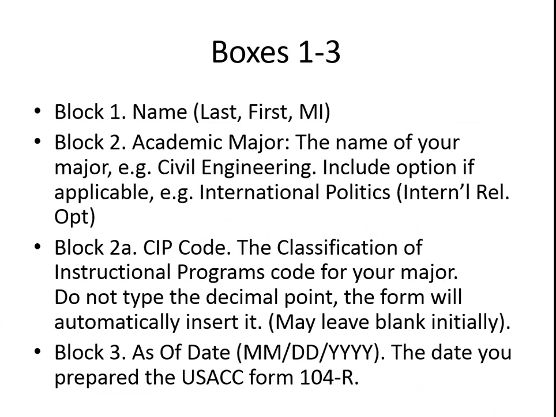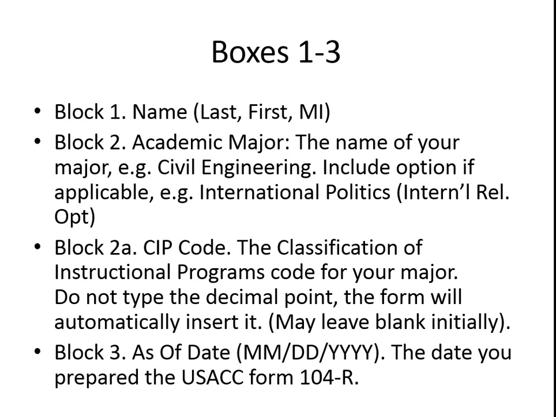For block 1, enter your name, last, first, then middle initial. In block 2, put your major and, if you have one, your option. This will make checking your 104R easier. Place the option name in parentheses, and you may abbreviate that as necessary. You can leave block 2A blank if you do not know the CIP code for your major.